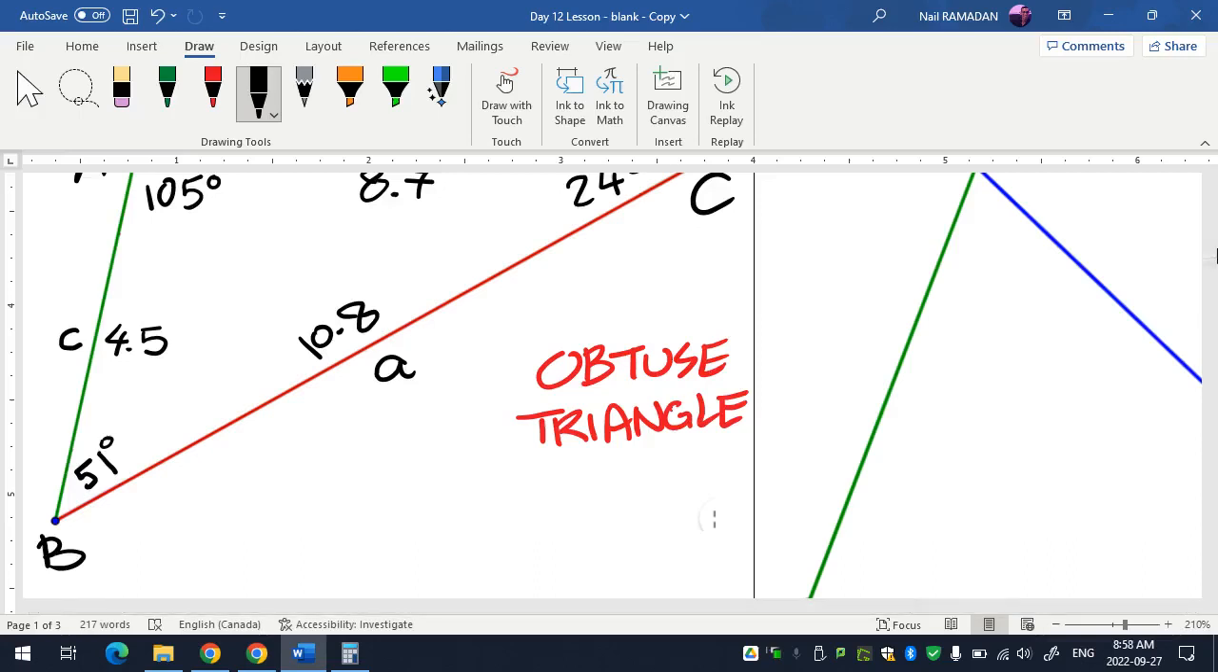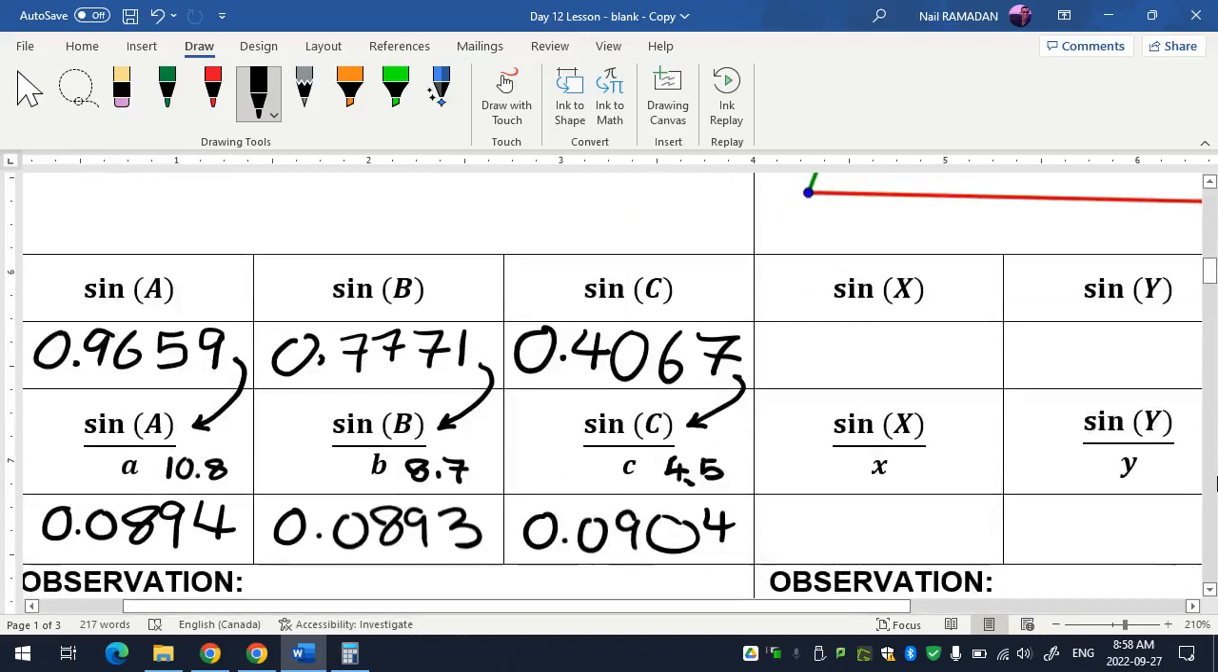Maybe this degree is actually 51.3? Maybe this one is 104.7? Maybe this one is then 24.6? Do you see what I mean? Then would the numbers be closer to being exactly the same? If my measurements were more accurate, would those decimals then be almost the exact same thing?